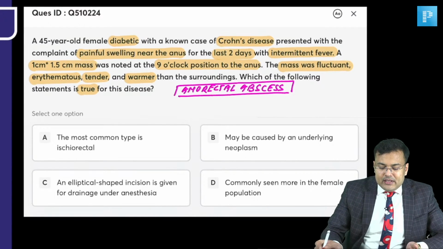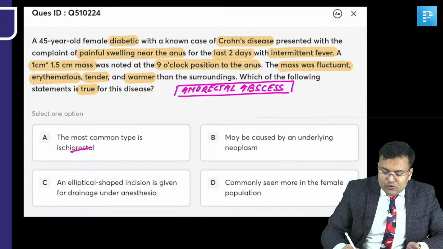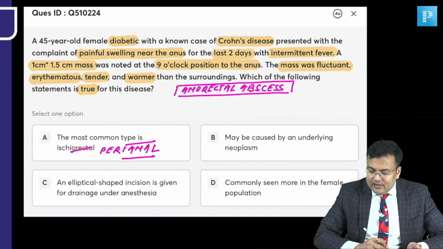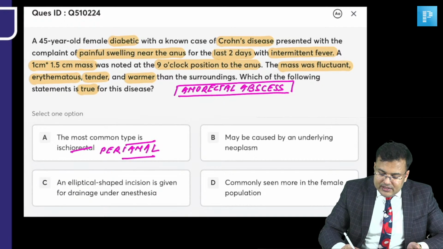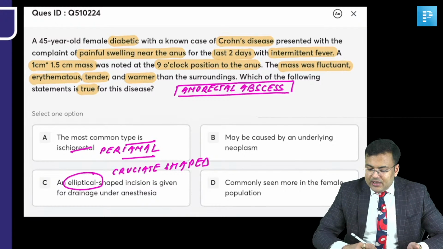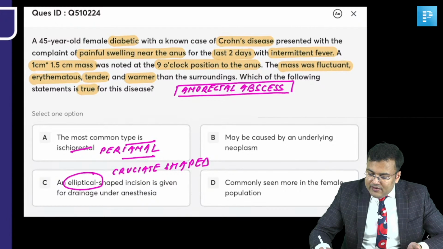See, you can easily rule out. Most common type, it is not ischiorectal. What is the most common type? It is perianal. What is the most common type of abscess? It is perianal. Next, elliptical incision. No, we don't go for elliptical incision. We go for what kind of incision? Tell me in the comment box. Cruciate shaped. Guys, what kind of incision? Cruciate shaped. Commonly seen more in female population.